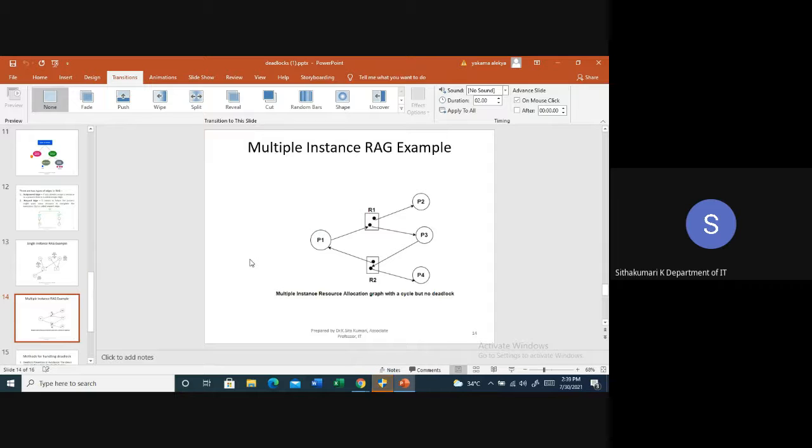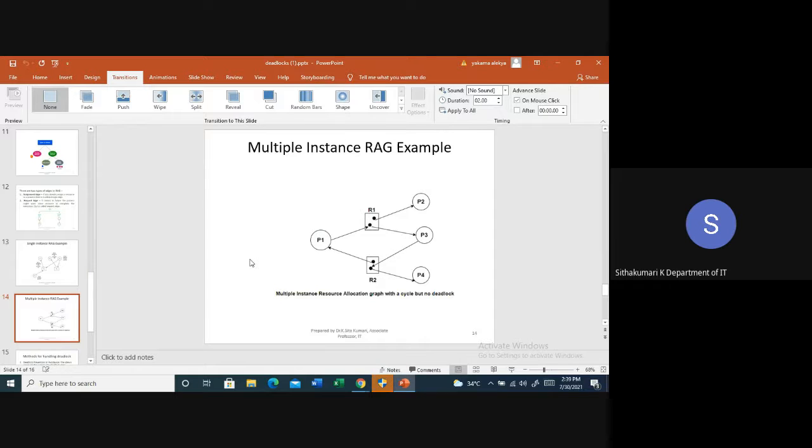It is shown here which instance has been allocated to which process. P1 is requesting resource R1, but its two instances have already been allocated to P2 and P3. Similarly, P4 is not requesting any resource, but P3 is requesting resource type R2, and these instances have been allocated one to P1 and one to P4.